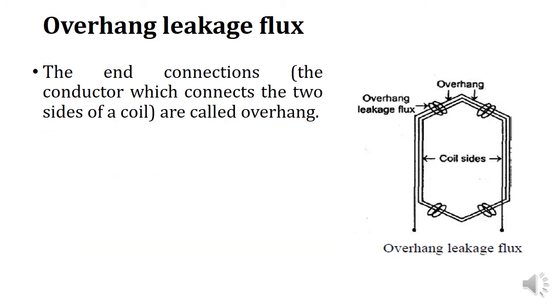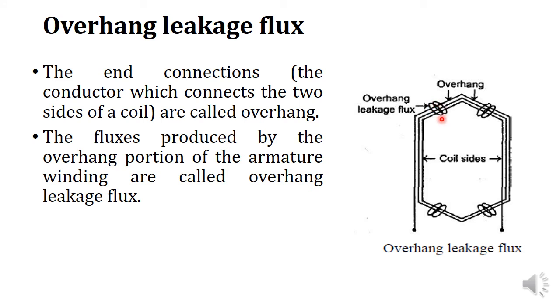Next one is overhang leakage flux. Overhang in a rotating machine is nothing but a conductor which connects the two sides of a coil. In this figure you can see a particular coil which has 3 turns. So this is one coil side and this is the other coil side. These 3 conductors connect the 2 sides of this coil. So this is known as the overhang. And the flux which is produced by the overhang portion of the armature winding is called overhang leakage flux.